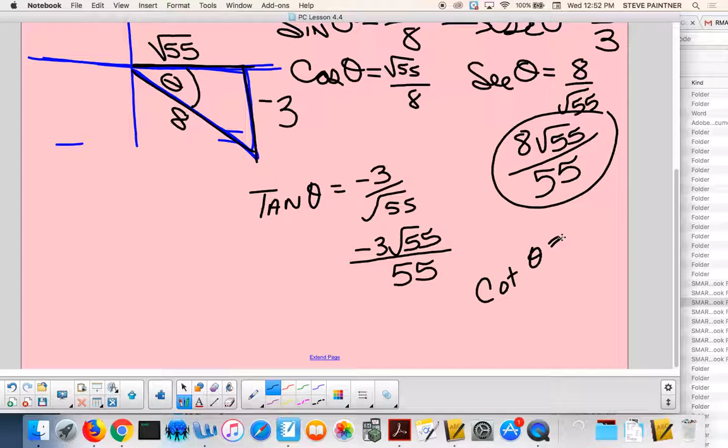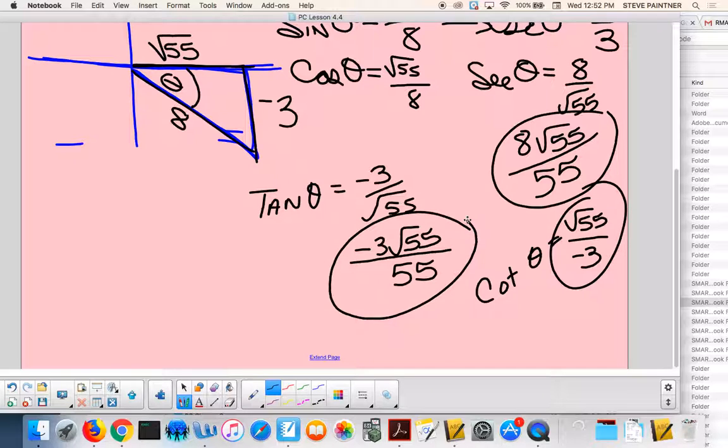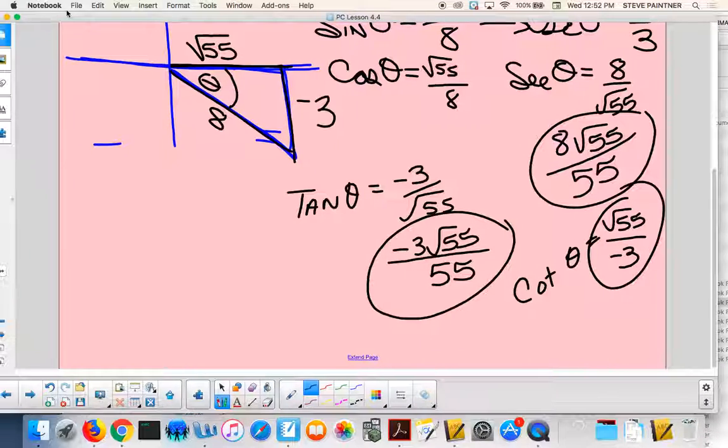First one. First one, yeah. Your answer is what? Square root of 55 over negative 3. Good? That one's a little harder because you had to really think hard about where the triangle is supposed to be. It was quadrant 4, because in quadrant 4, sine is negative and tangent is negative. Okay?